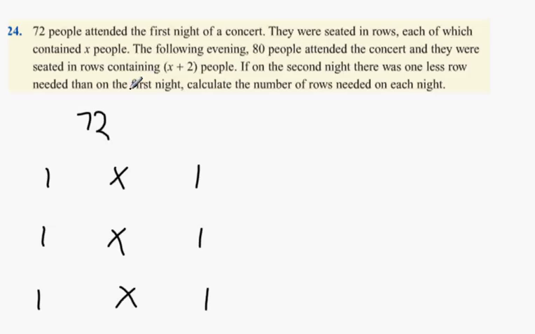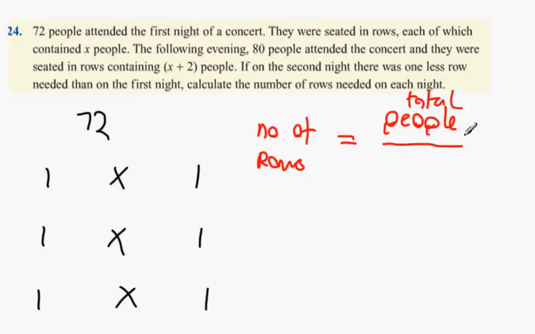If on the second night there was one less row needed than on the first night, calculate the number of rows needed on each night. First things first, right? Number of rows. Okay, so number of rows required would equal total number of people divided by what? X. Number of people per row.